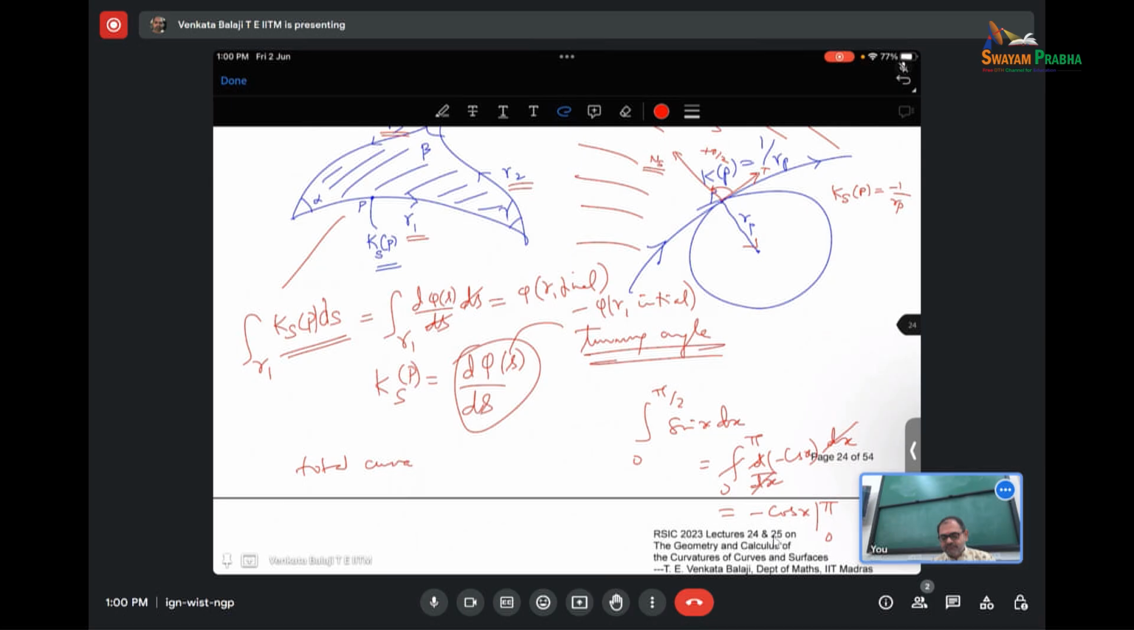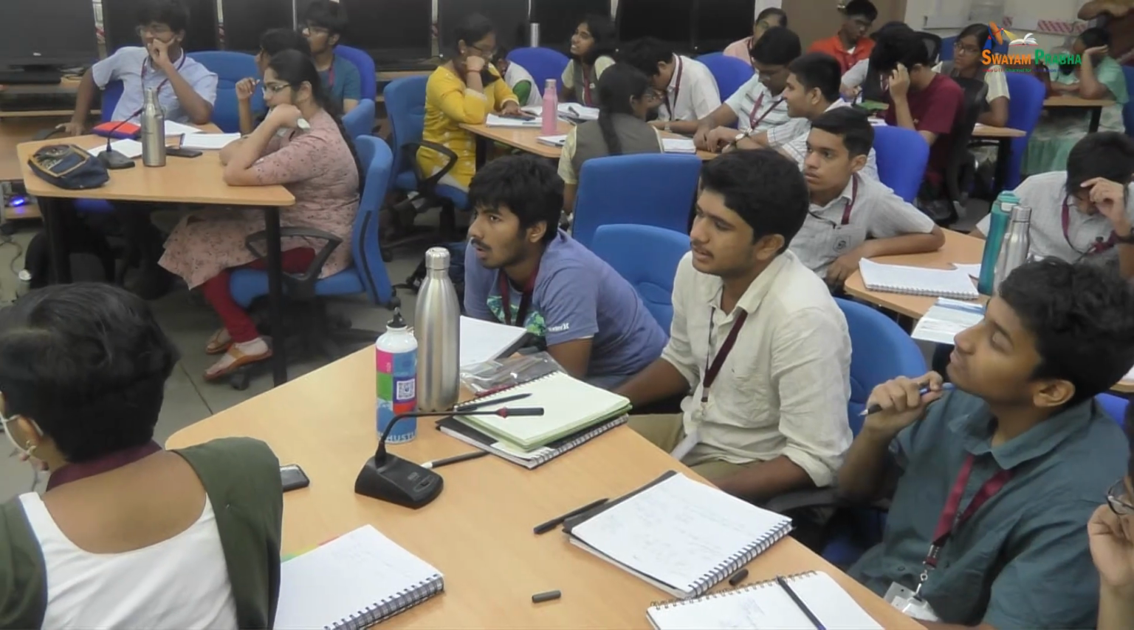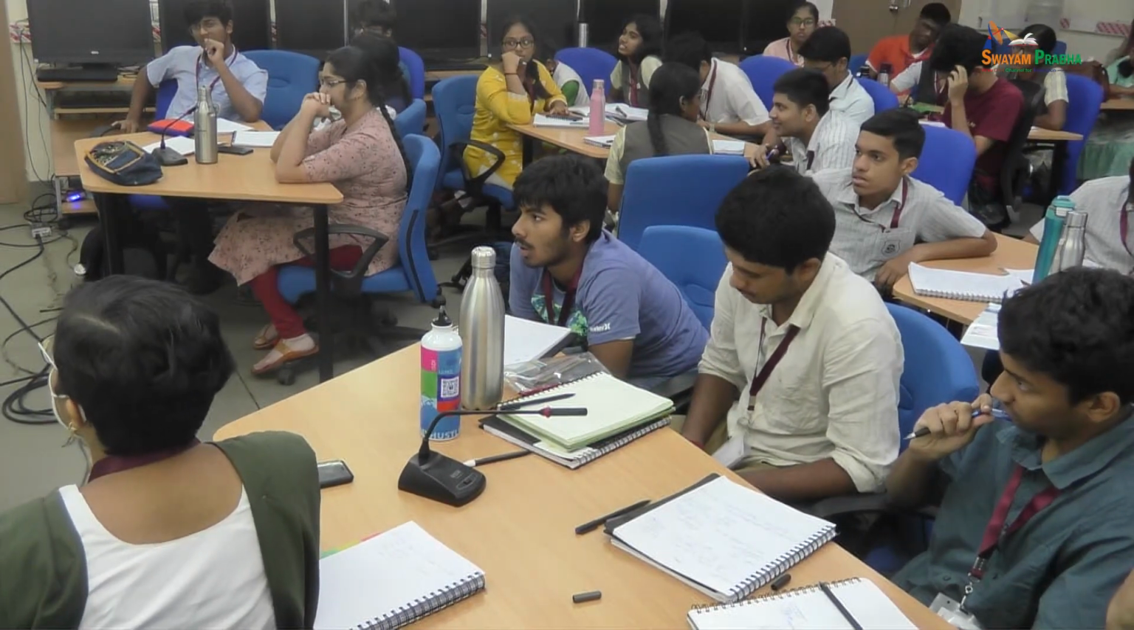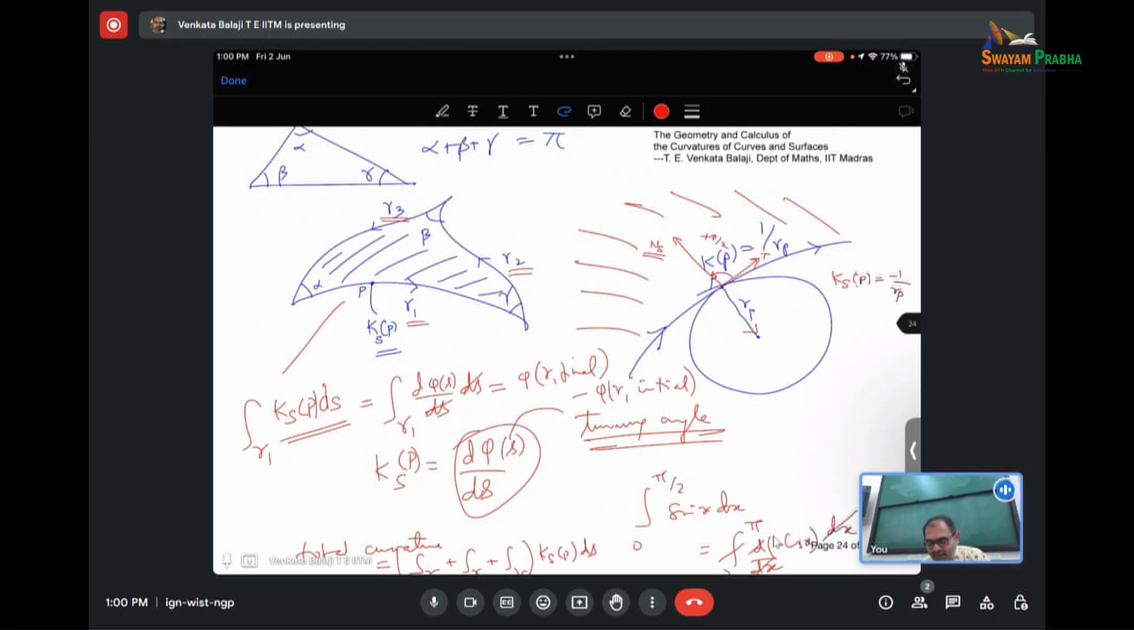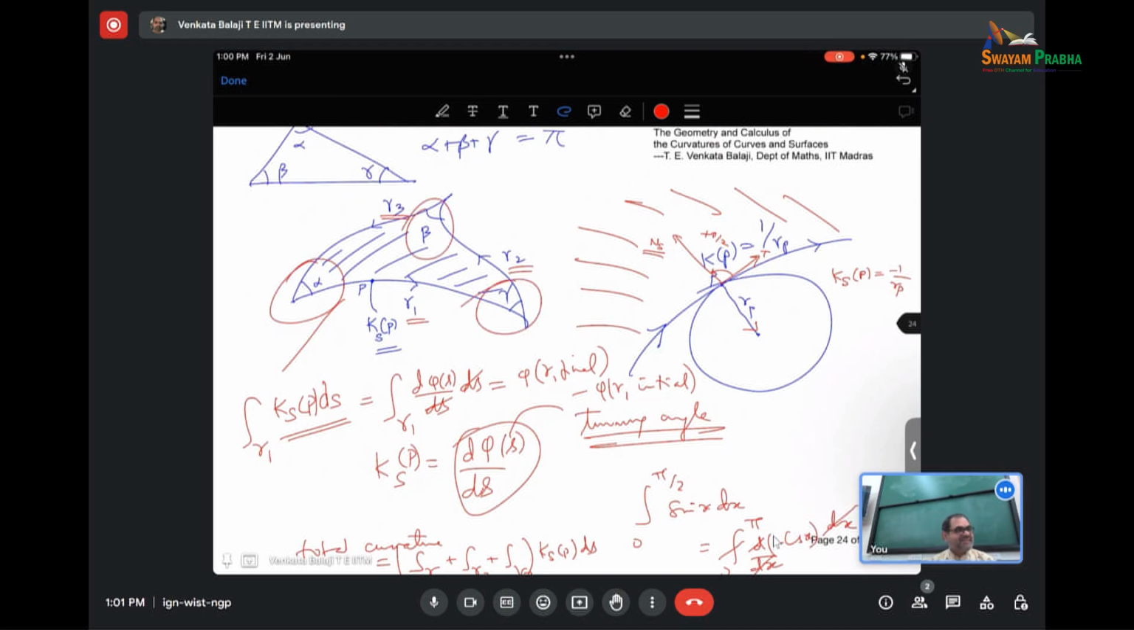Can anyone guess what you will get? What is the total curvature? This will be the integral over gamma 1 plus the integral over gamma 2 plus the integral over gamma 3 of k_sp ds. You are not supposed to get a function. This is a definite integral, right? You are supposed to get a number, and that's going to be an angle. So what are you going to get is my question. The point is that this is going to include all these angles.